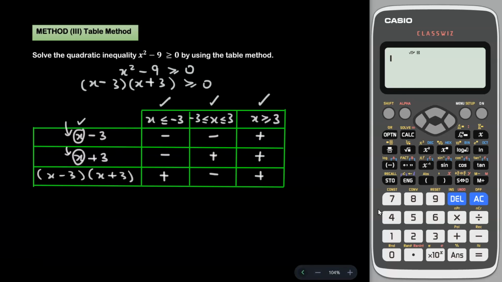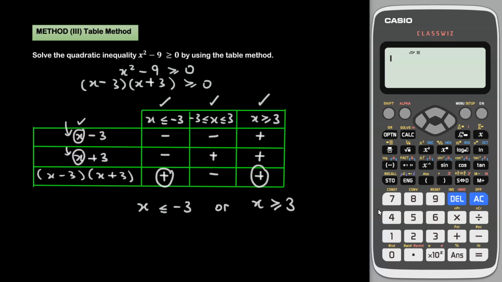Okay, so from the table, the range of values of x is, because the question is more than or equals to 0, we're going to choose the positive answers, which are this and this. So therefore, the range of values of x is x less than or equals to negative 3 or x more than or equals to 3. So this is the answer.